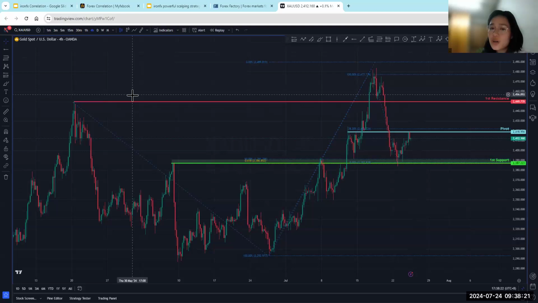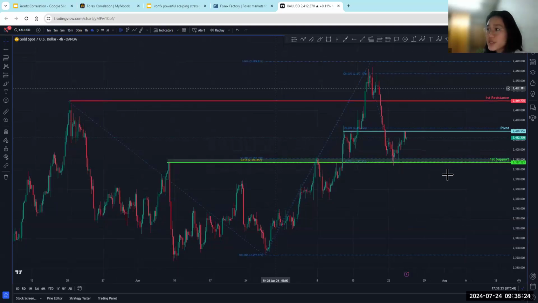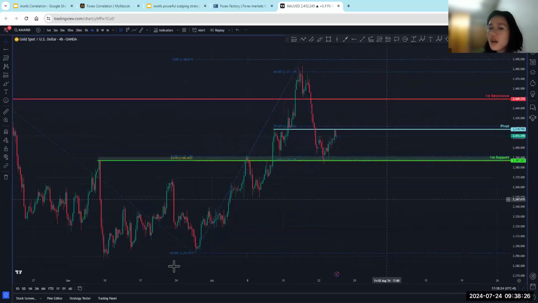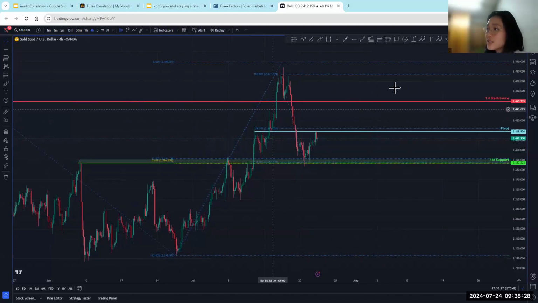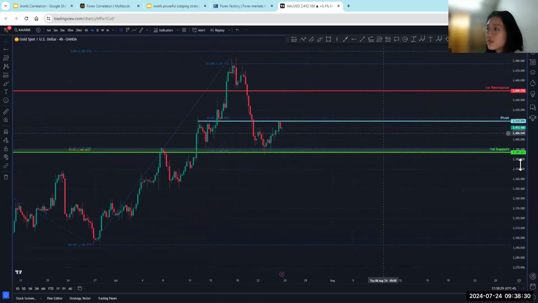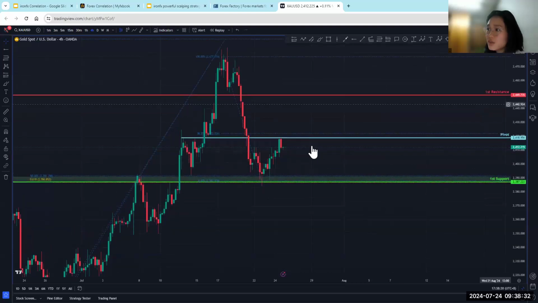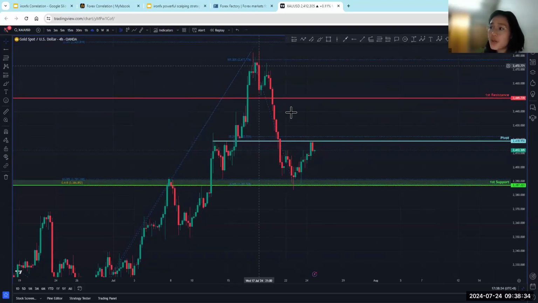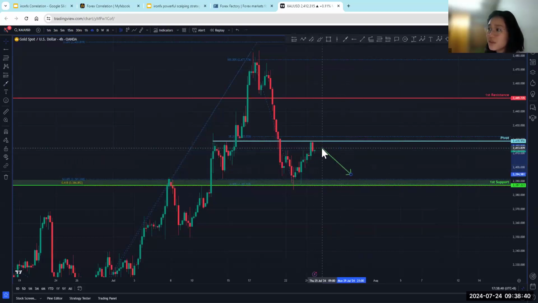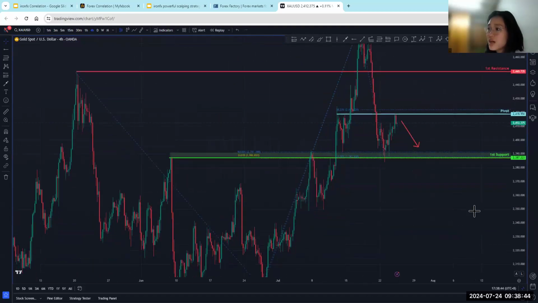So previously we saw on our DXY that we are expecting prices to move upwards. And here we are expecting prices to move downwards since, firstly, we see price moving in a downtrend. Secondly, we see prices already reacting off of this pivot. So that's already a huge sign.